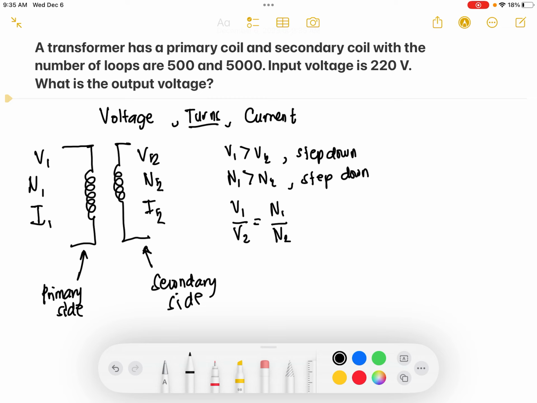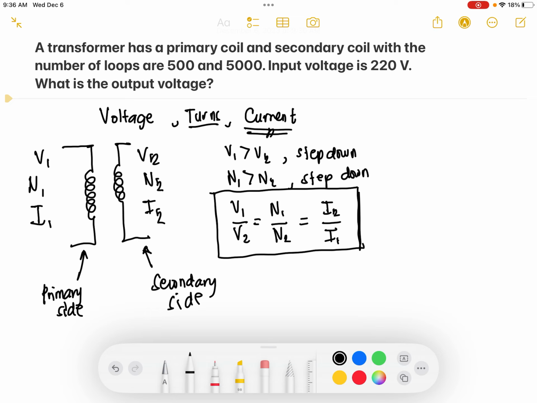Now, there will be changes if we see the relationship of voltage and turns with the current. For the current, this is now equal to I2 over I1. So, take note of this one because the current is inversely proportional to the voltage and to the number of turns. This is the formula that we have to consider in dealing with turns, volts, and current. It's very simple. That's really all.